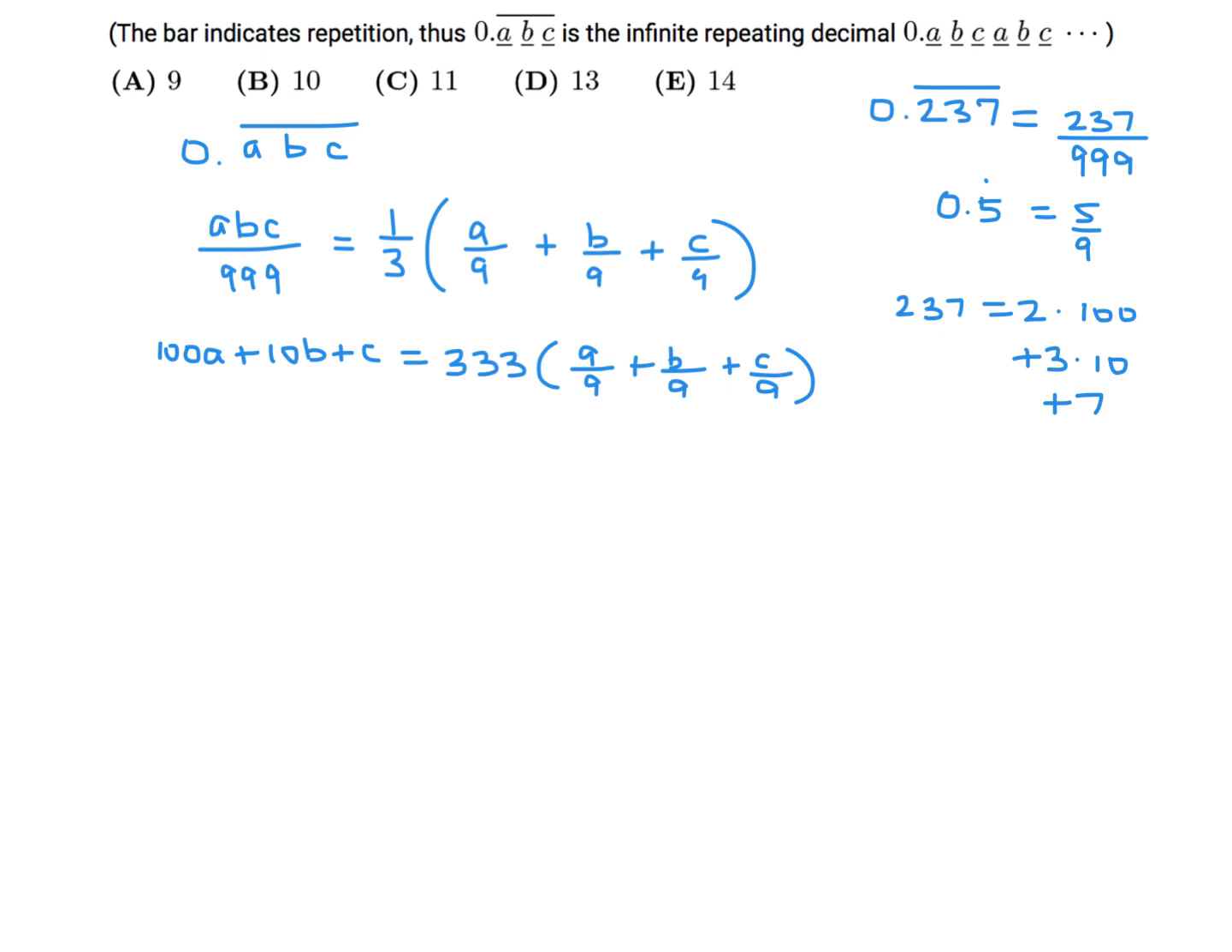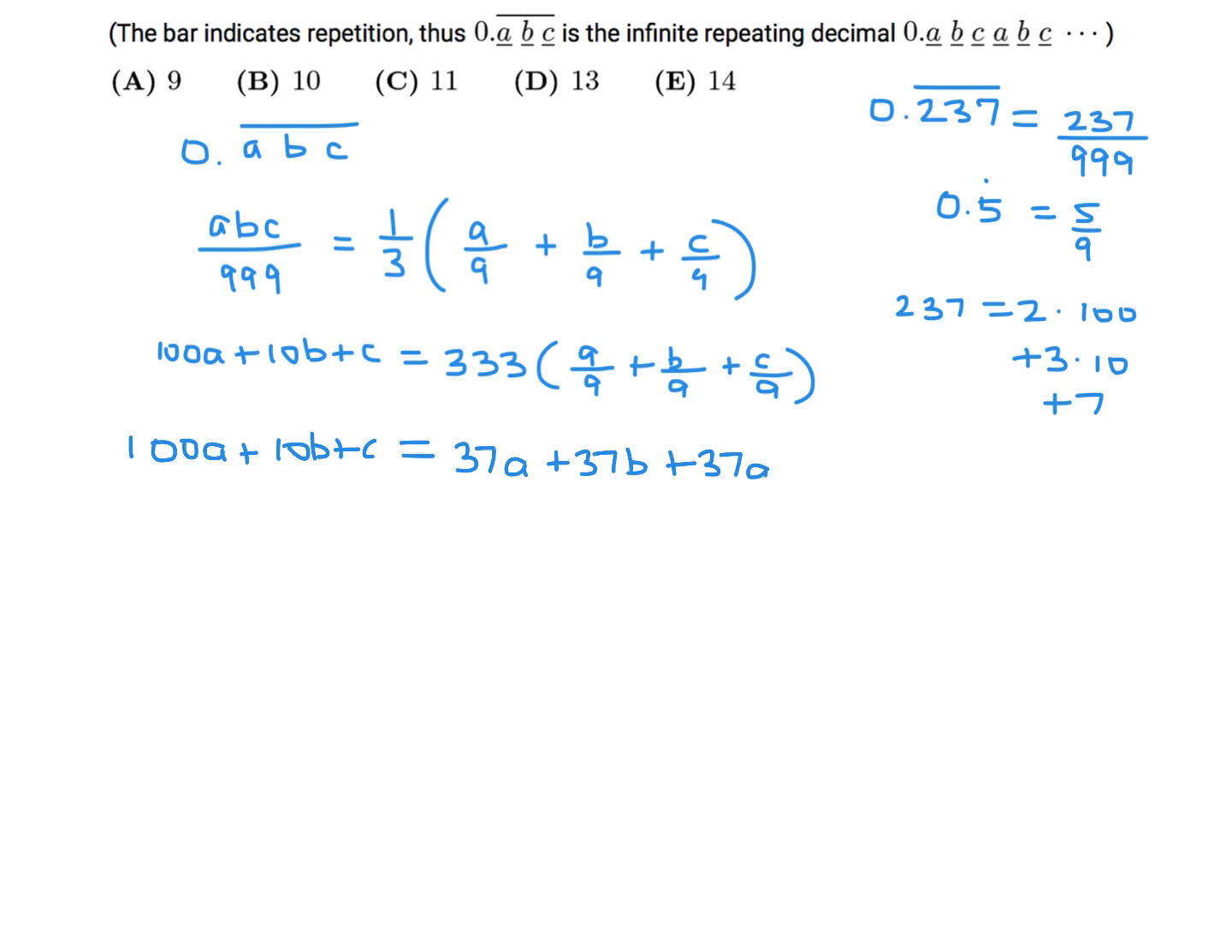Let's see here. If we divide 333 by 9, if you multiply by 9, I think it gives 37. So this is 37A plus 37B plus 37C. And then this side didn't change. And then let's put everything on one side and see what we get.